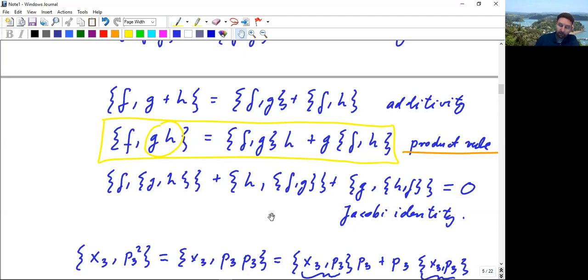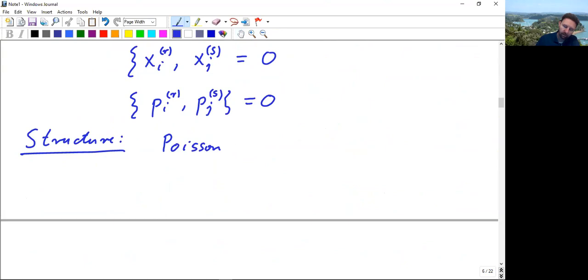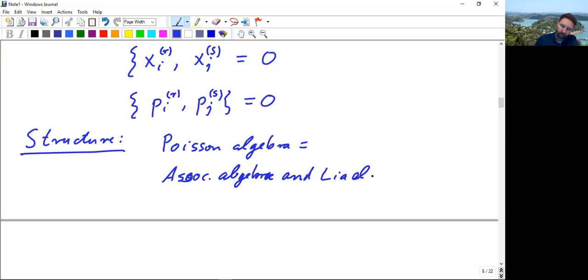In any case, it will be part of the homework to look up what these axioms are so that you are becoming familiar with what it is on the mathematical level that we are dealing with. So this is the structure of a Poisson algebra: an associative algebra, and a Lie algebra, and a consistency condition between them.